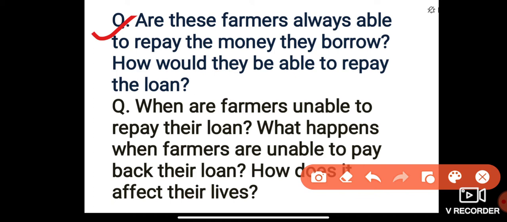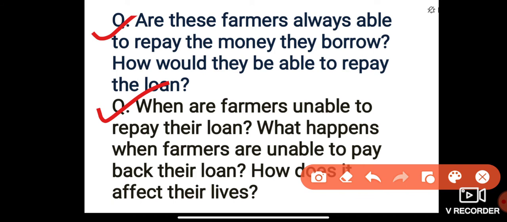So when are farmers unable to repay the loan, and what happens when farmers are unable to pay back their loan? How does it affect their lives? Second question: when are farmers unable to repay their loan? What happens when farmers are unable to pay back their loan? How does it affect their lives? See, when are farmers unable to repay their loan?